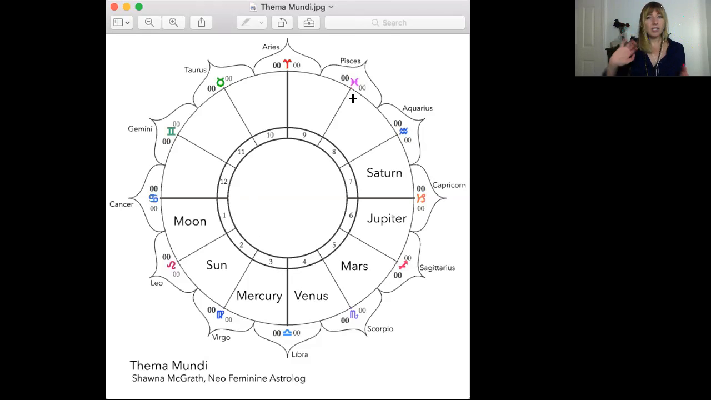And the way that this is set up is so that everything really connects together. And I'll show you the rulerships of the full chart, where there are planets that go in these empty areas as well.